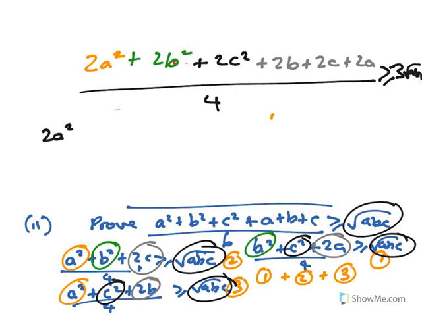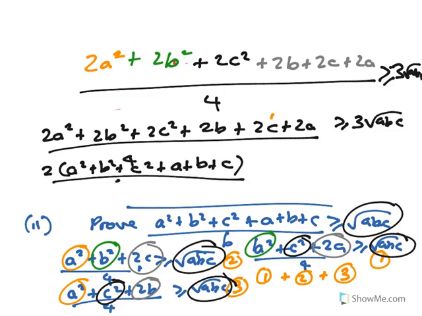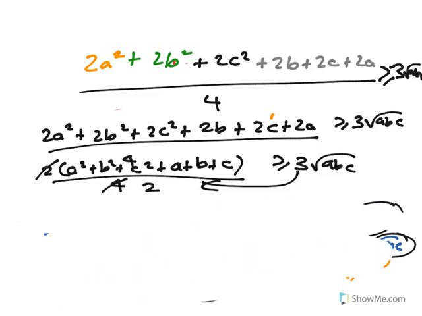So that means you have 2A squared plus 2B squared plus 2C squared plus 2B plus 2C plus 2A all over 4, greater or equal to 3 root ABC. There's a common factor of 2 there. Two goes into that twice, and then if you divide by 3, you'll end up with A squared plus B squared plus C squared plus A plus B plus C all over 6.